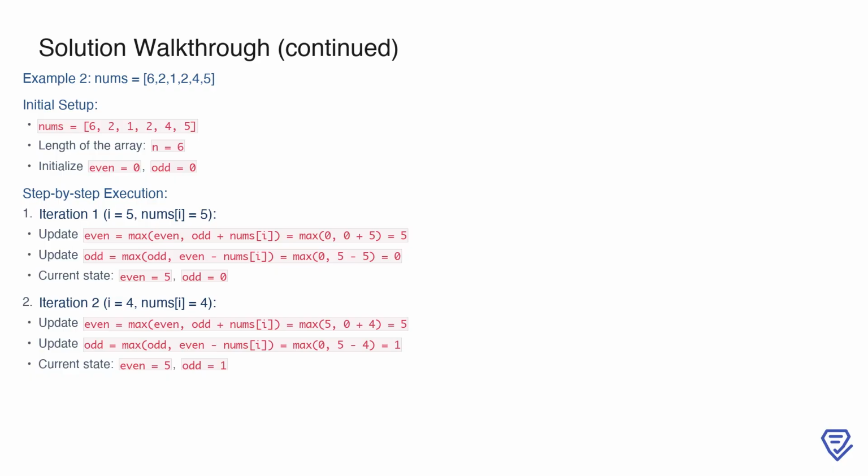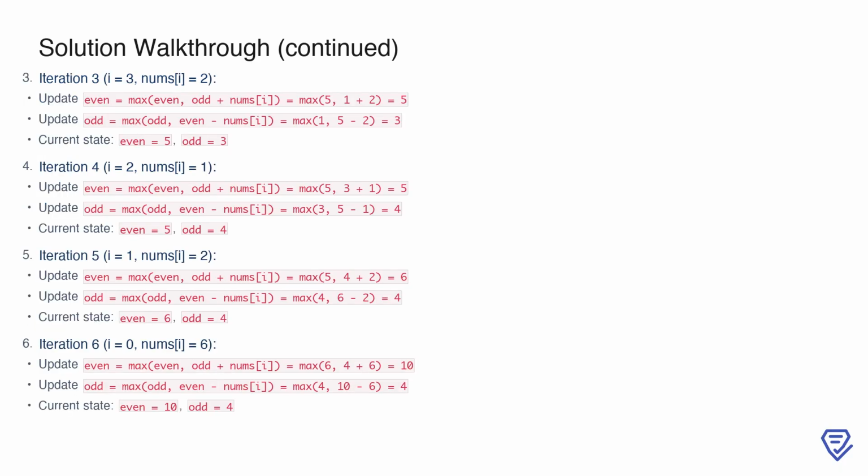Moving to index 4, where the value is 4, even remains 5, as it is the maximum of its current value and odd plus the current number. Odd gets updated to 1, the maximum of its current value and even minus the current number. At the end of this iteration, even is 5, and odd is 1. Next, at index 3 where the value is 2, we calculate the updates for even and odd. Even remains 5, as it is the maximum of its current value and odd plus the current number. Odd gets updated to 3, the maximum of its current value and even minus the current number.